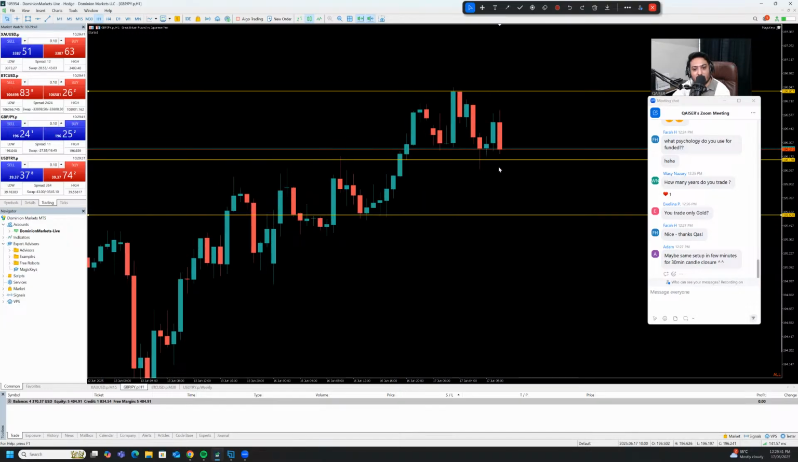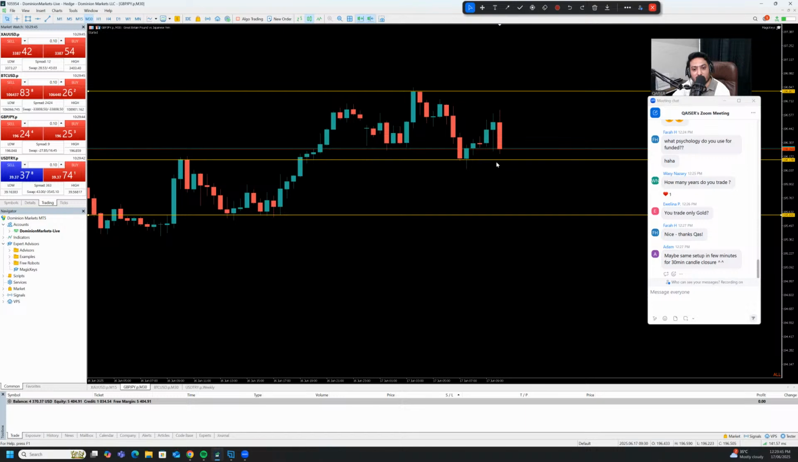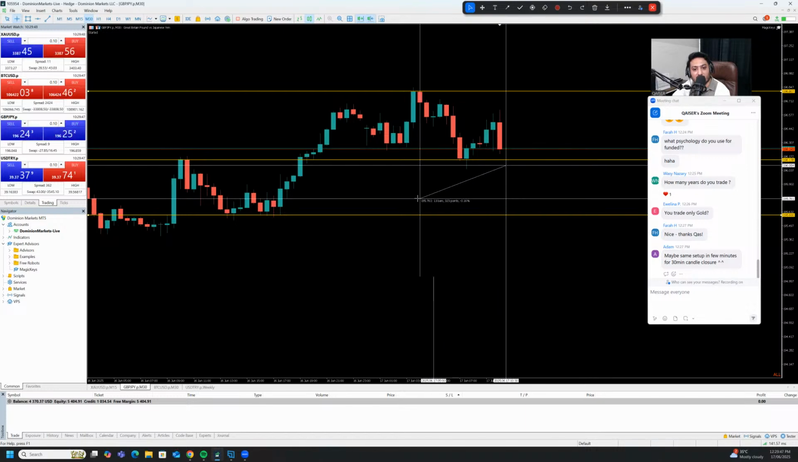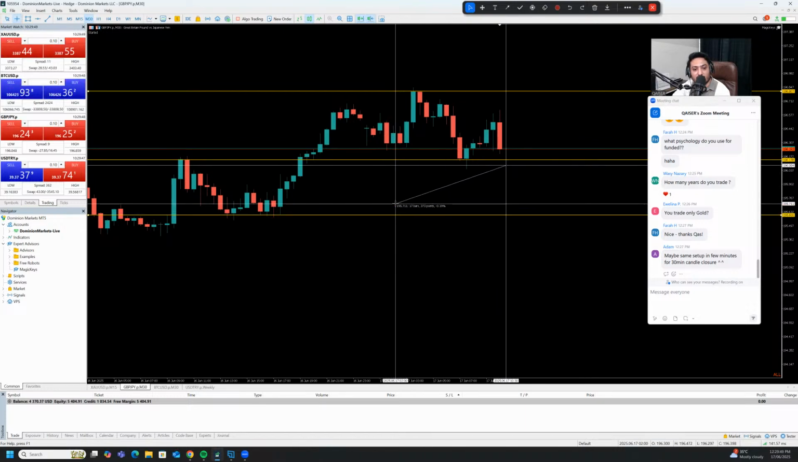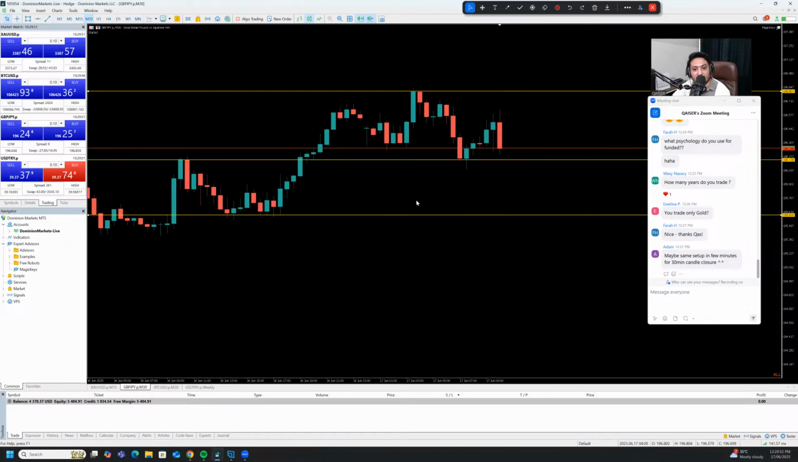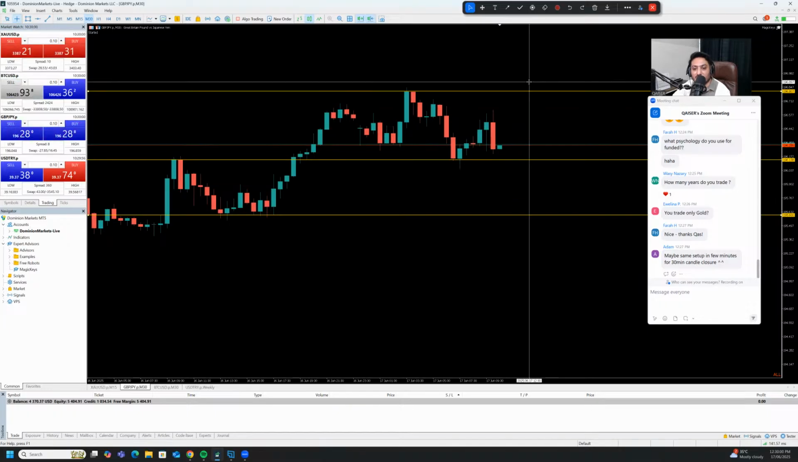If this H1 broke and closed below the support area, or M30 just closes below the support area, there's a probability it could continue pushing to the downside, and sells make more sense than the buys, I would say. Because if you want to take a buy, the candle has to close above this resistance area, and right after, like 20 pips, there is another resistance on the left hand side.